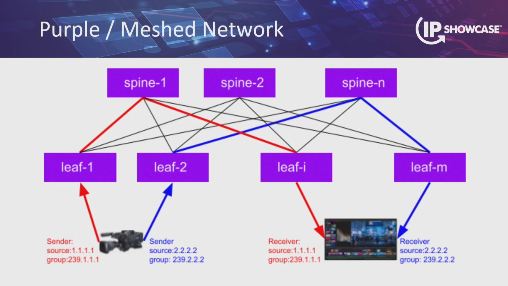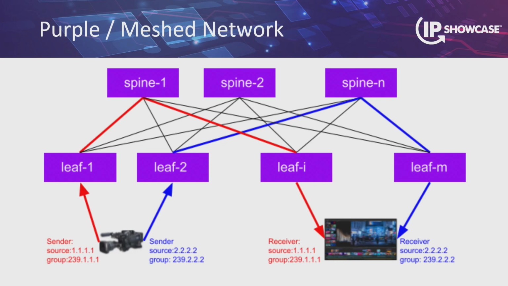Then we get into purple networks, where it's fully meshed. All the leaf switches are connected to all the spine switches. It's a typical data center topology, and there are customers who are looking into this right now. Now, this presents its own sets of challenges, and I'm trying to show that here.